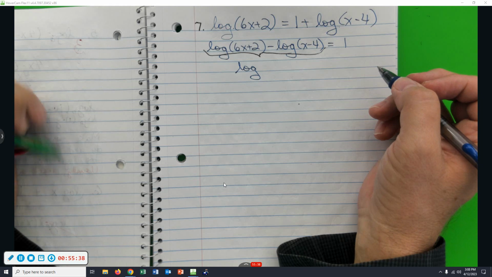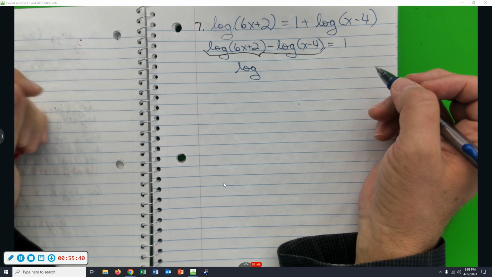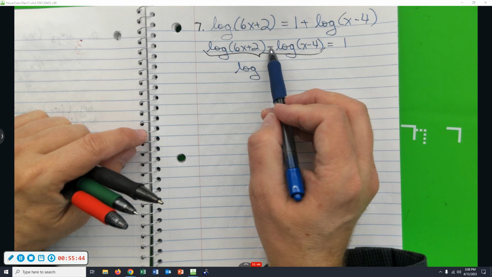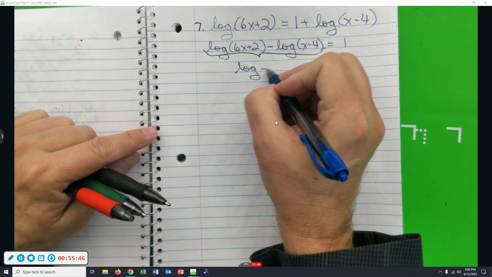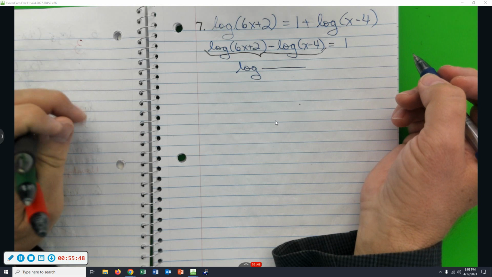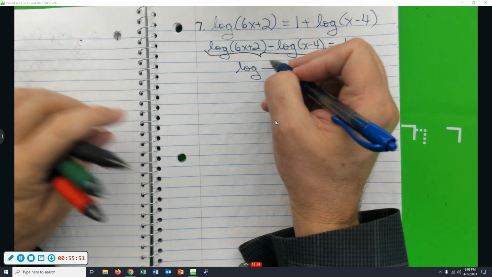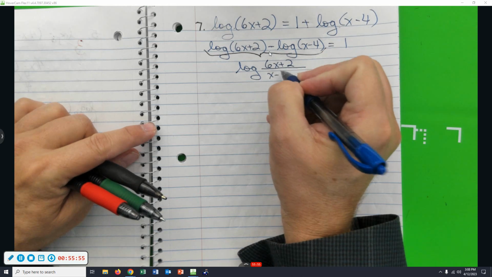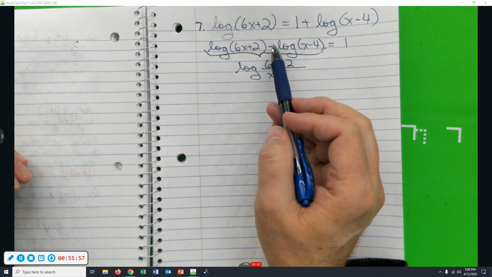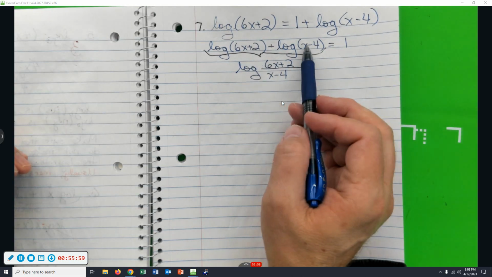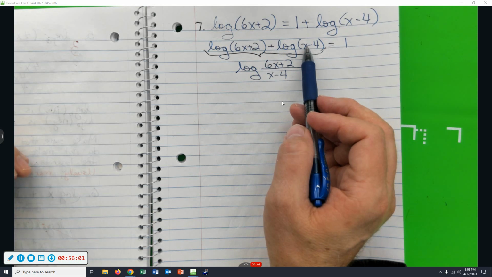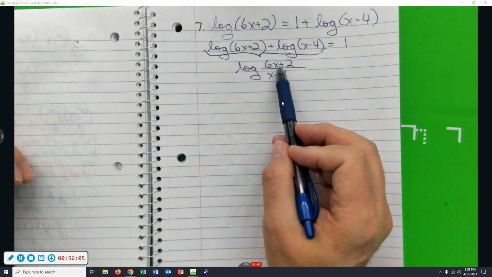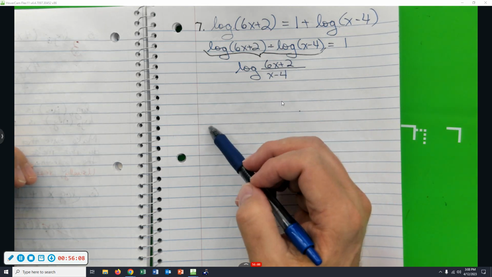Log of 6x plus 2. Will there be a fraction bar? There'll be a fraction bar. Now, Mary Mabel, you're saying to draw the fraction bar and then the 6x plus 2 and the x minus 4. If the logarithms are added, you multiply the arguments. That's what we did in number 6. If the logarithms are subtracted, that's when you divide the arguments.